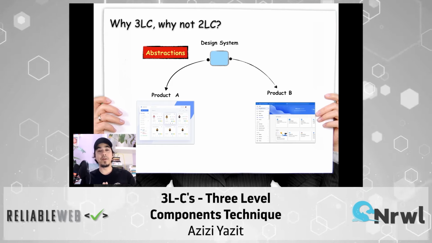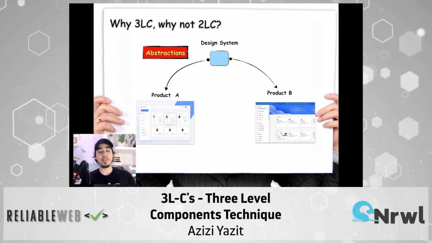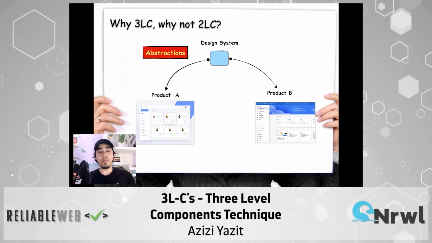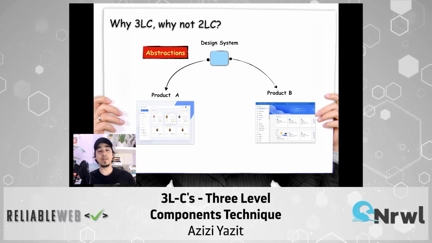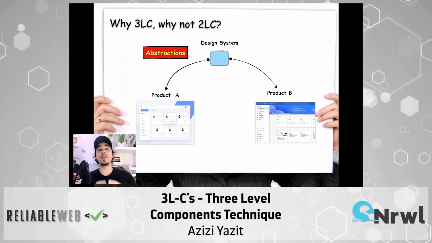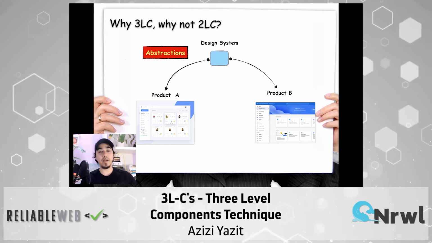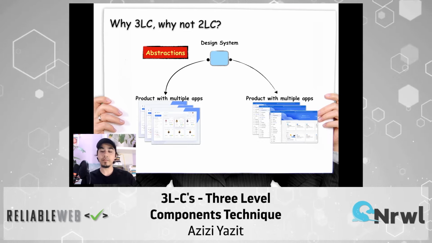Some organizations prefer to use less-level abstractions or fewer component levels. For example, they like to use two-level components. By doing this, they are able to minimize the level of abstractions because the product and application is the direct consumer of the design system.